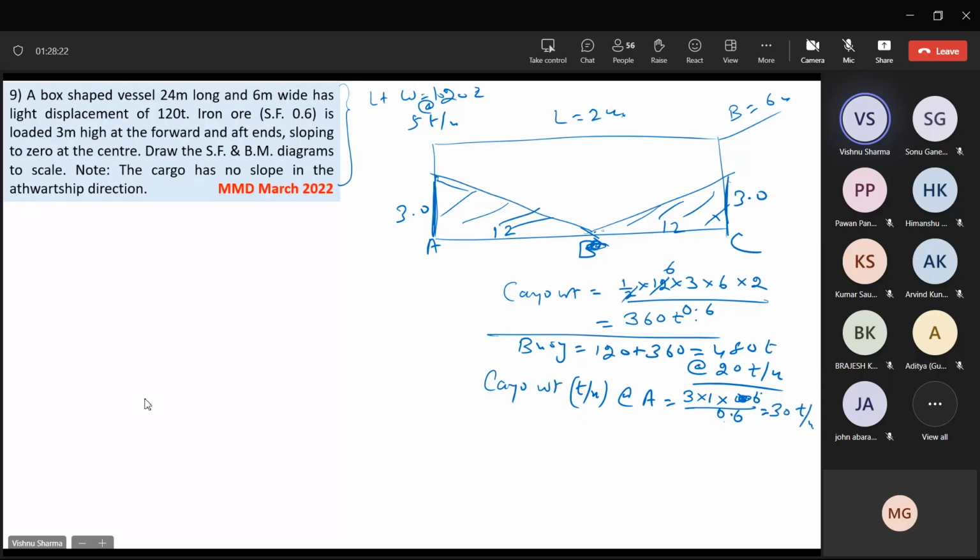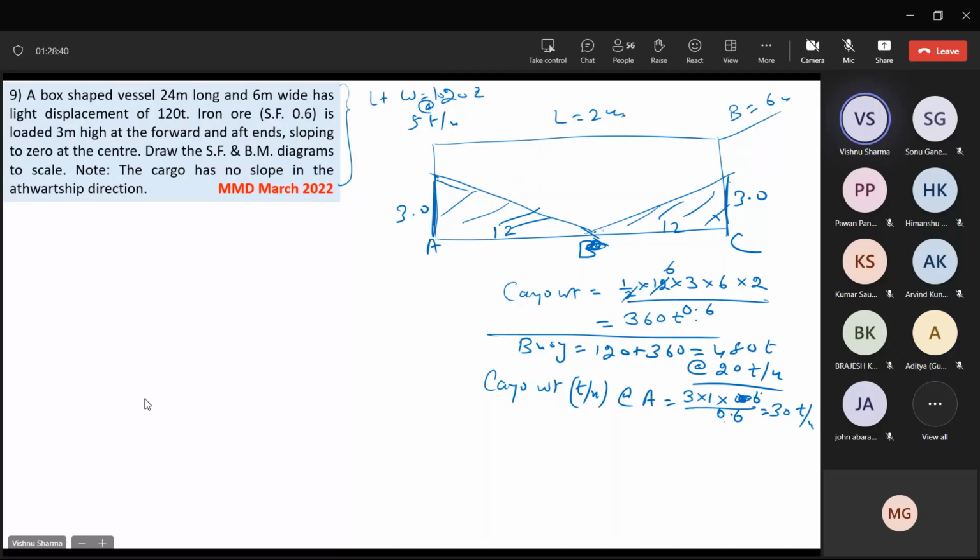Am I right, guys? Without a calculator, you can get it. It's 30 tons per meter at A. Am I right? Just see, or have I made a mistake? Correct, sir.